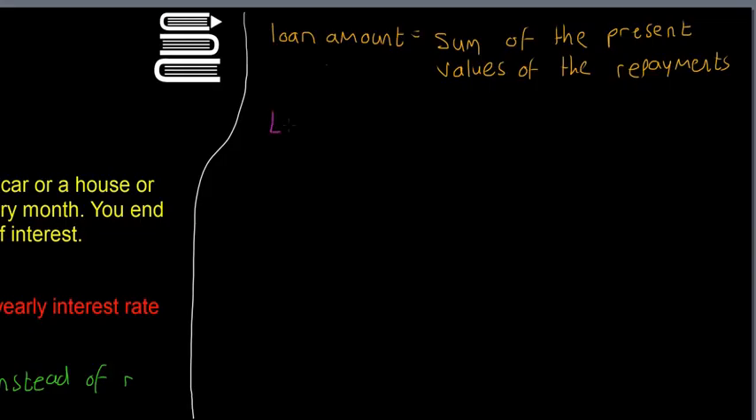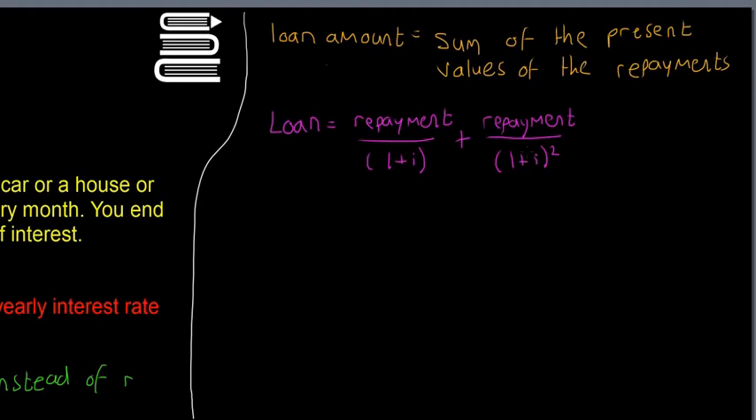loan amount, so let's say loan is equal to the repayment over 1 plus I, so that's the repayment for the first month, plus the repayment over, so remember this is the same monthly repayment every single time, 1 plus I squared, that's for the second month, plus dot dot dot, plus, and I'm just going to say repay for short, over 1 plus I to the power of 60 in this case. Okay, so that's the sum of all the present values.